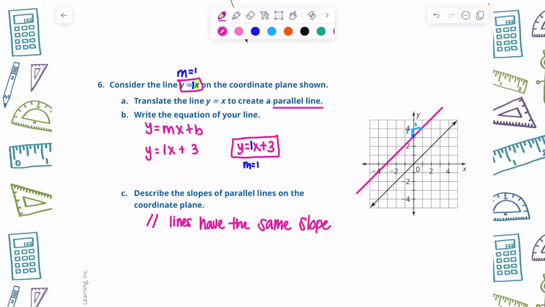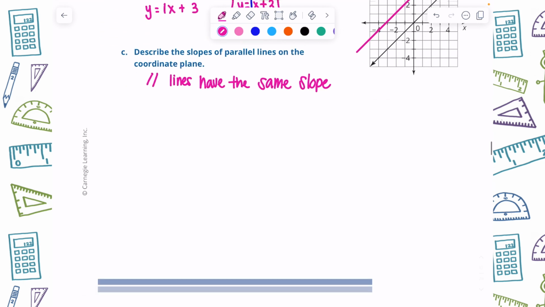You probably learned that last year in Algebra 1. Hopefully that's a review, but if not, that's okay. Just know that parallel lines have the same slope. All right, let's move on to the next page.